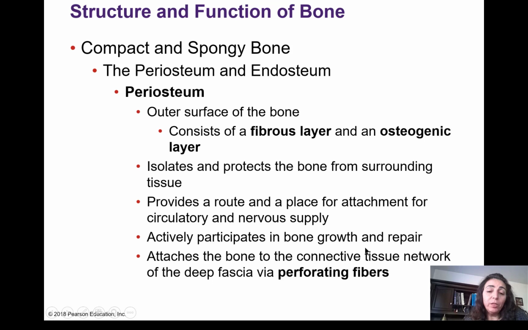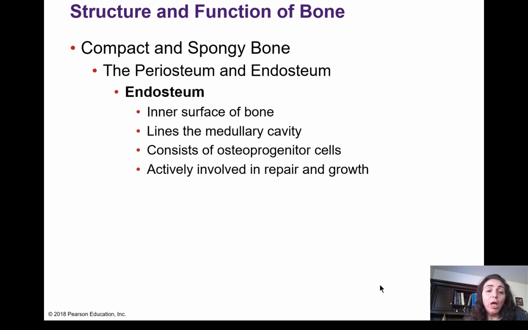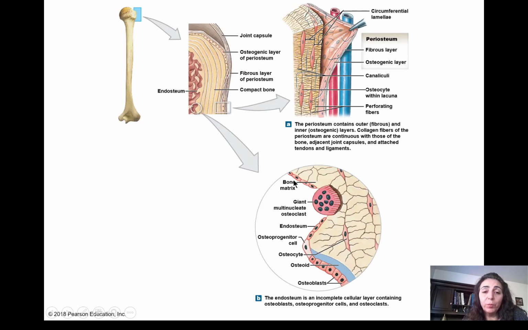So let me show you these perforating fibers, but just here pay attention that these are perforating fibers, just some fibers, and differentiate them from the perforating canals that we have, right? And let's see this endosteum, and then we go to the picture. Endosteum, as we said, is the inner surface of the bone, lines the medullary cavity, and consists of osteoprogenitor cells too, and is actively involved in the repair and growth of the bone.